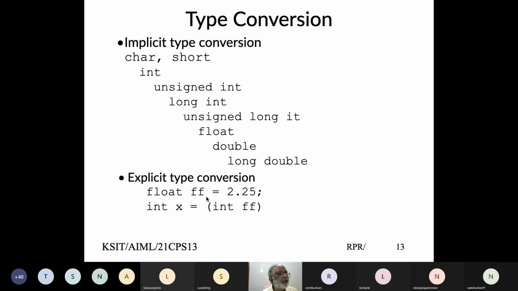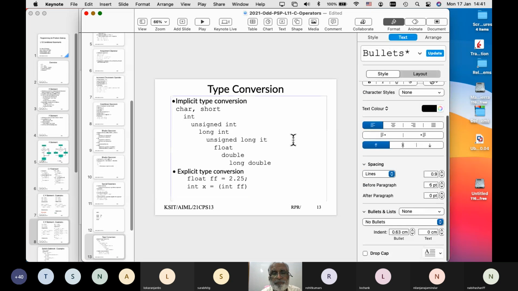We discussed that part. Next is what is called type conversion. Things automatically get converted. If one is a char and the other is int, both char and short get converted to int. If an operand is unsigned int, they are converted to unsigned int. They are converted to long int, unsigned long int, and so on and so forth.